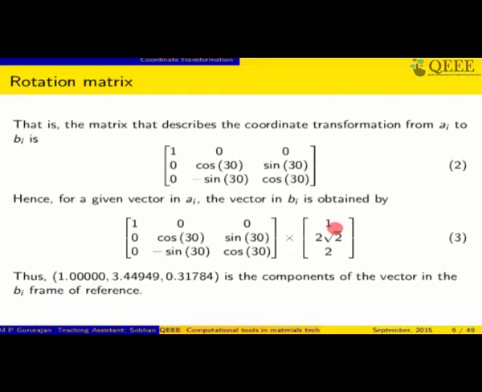In this case it becomes 0 plus cos 30 times root 2 and sin 30 times 2, so that adds up to 3.449. In the third case it is minus sin 30 times 2 root 2 plus 2 times cos 30, and that comes to 0.31. You can check these values and confirm that these are the components of the new vector that you get when the transformation is made. So this is the first example that we are interested in understanding.